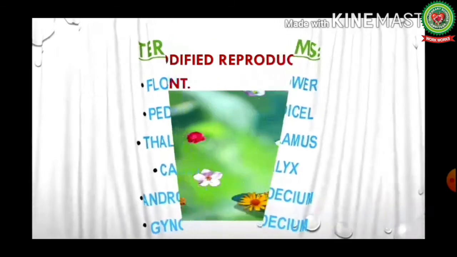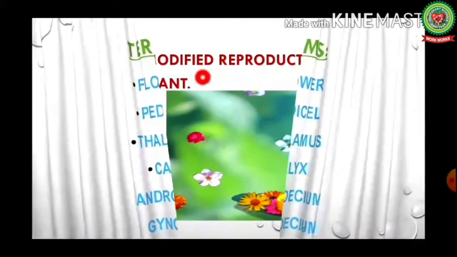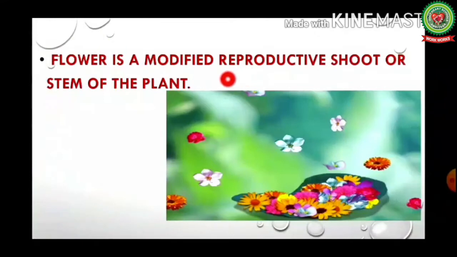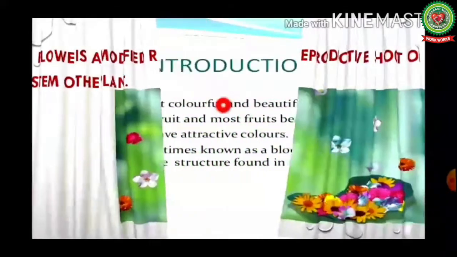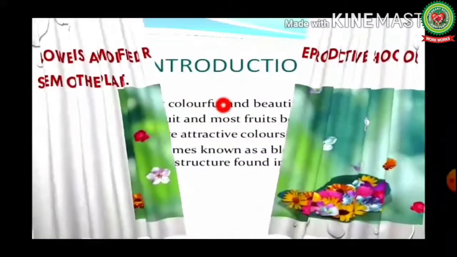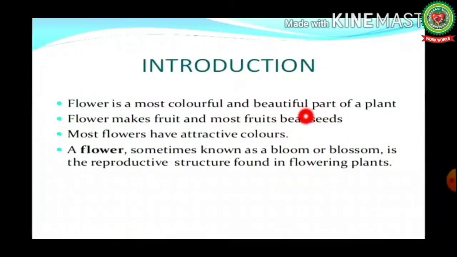What is a flower? Students, a flower is a modified reproductive shoot or stem of the plant. We know flower is the most colorful and beautiful part of a plant. Flower makes fruit and most fruits bear seeds. Most flowers have attractive colors. A flower, sometimes known as a bloom or blossom, is the reproductive structure found in flowering plants.